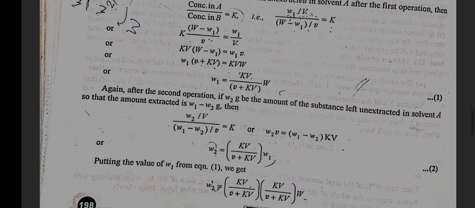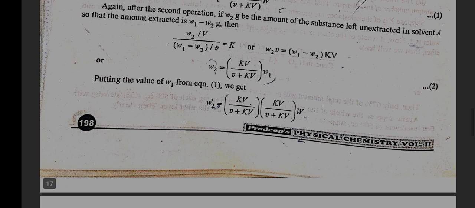Again, after the second operation, if W2 gram of the substance is left unextracted in solvent A, so the amount extracted is W1 minus W2 gram, then W2 is equal to KV divided by (V plus Kv) into KV divided by (V plus Kv) into W.